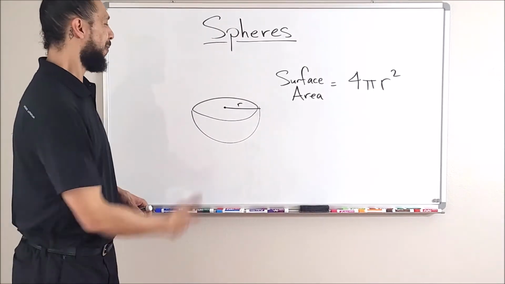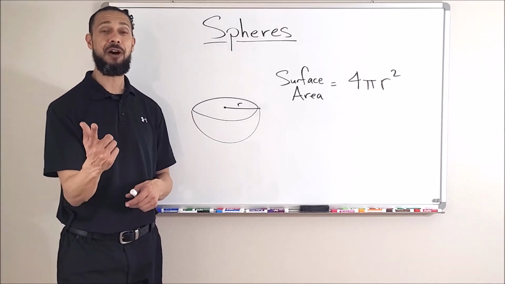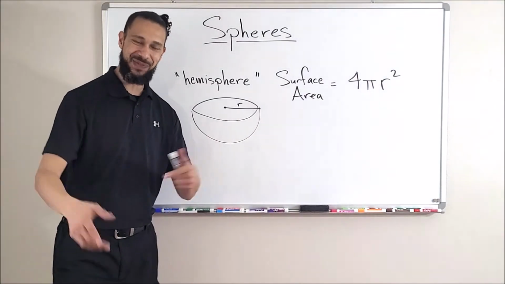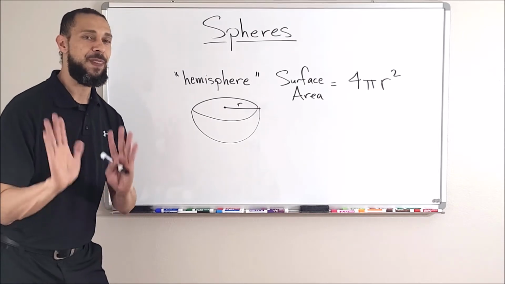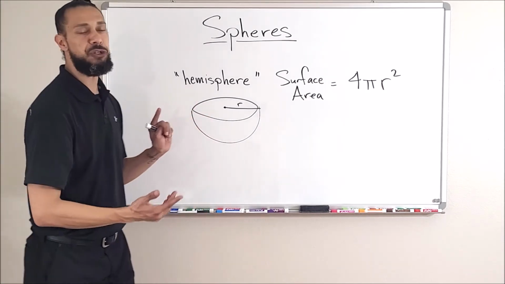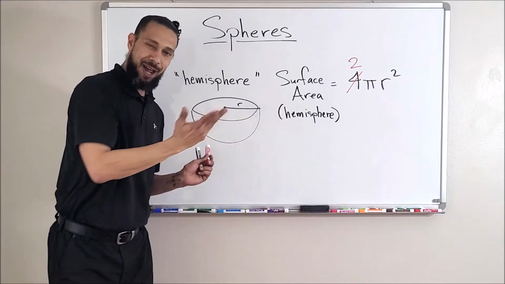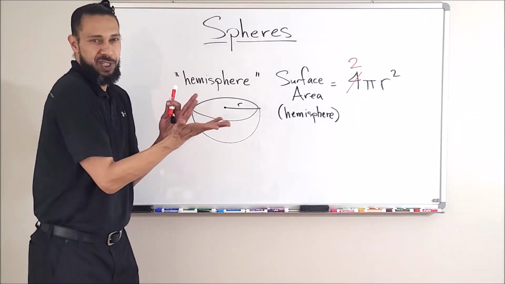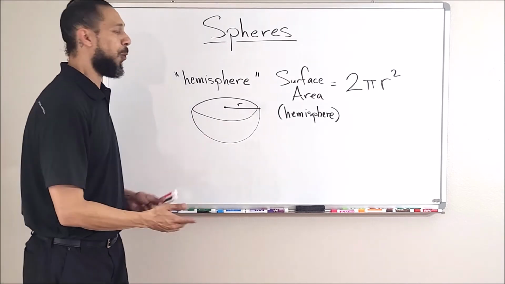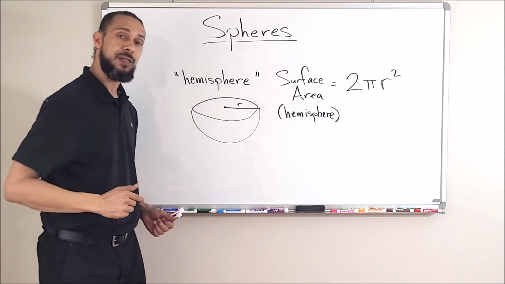Now this gets really interesting when I cut half of the sphere off. You know what half of the sphere is called? A hemisphere. And you would think that if you cut a sphere in half, then couldn't you just cut the surface area in half? No. When you cut that sphere in half, you created a new space.